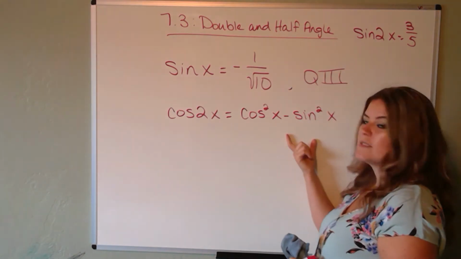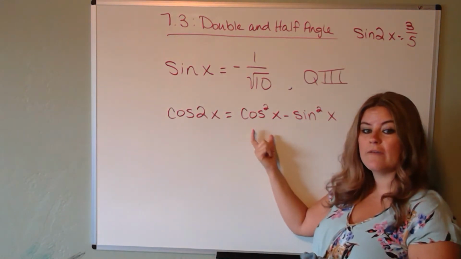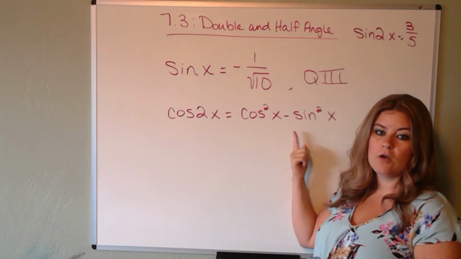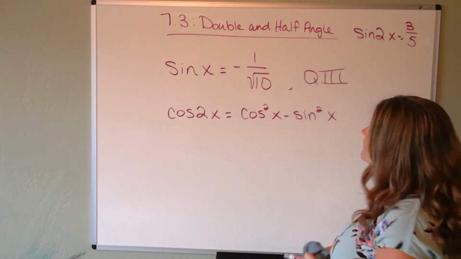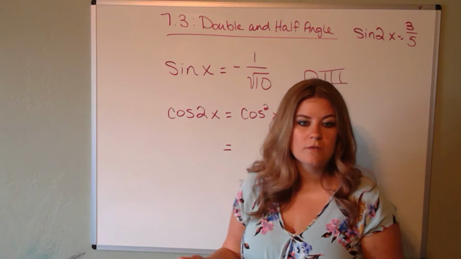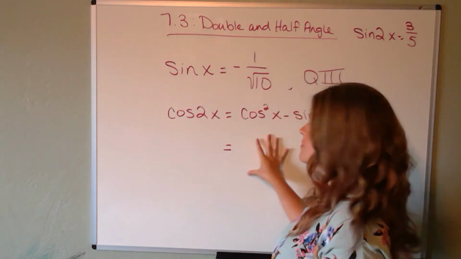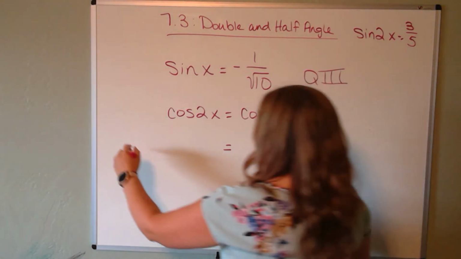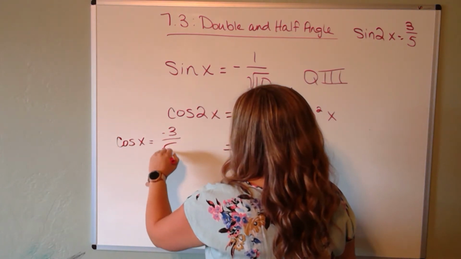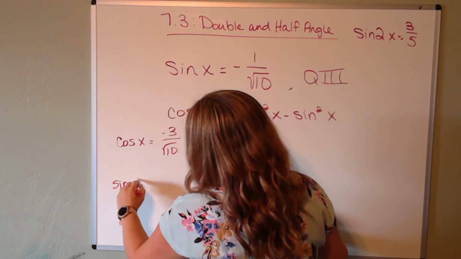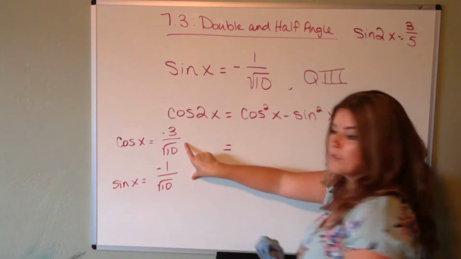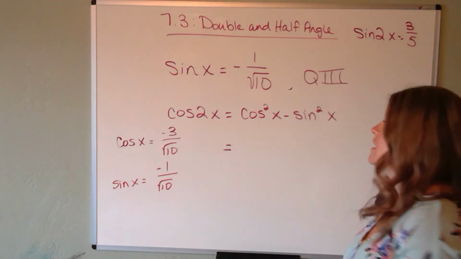When you are writing this down, because this is a minus, you have to be careful of your order. Make sure cosine squared does come first, and it's always minus sine squared. But here we are. Now, I already found the values for sine and cosine, right? So I can just plug them in now. Remember that cosine of x, I just solved for that. It was -3/√10. Sine x is given, and it's -1/√10. These are the only 2 things I need to know to finish this out.